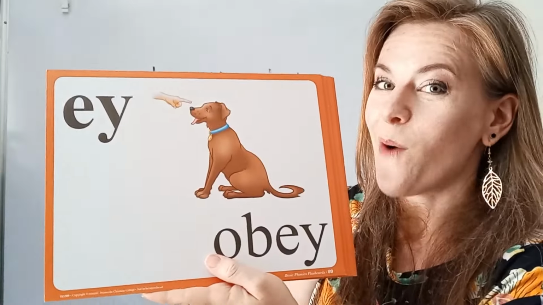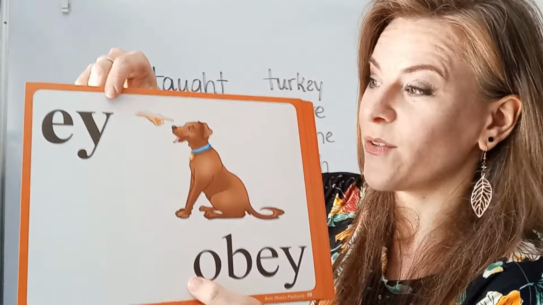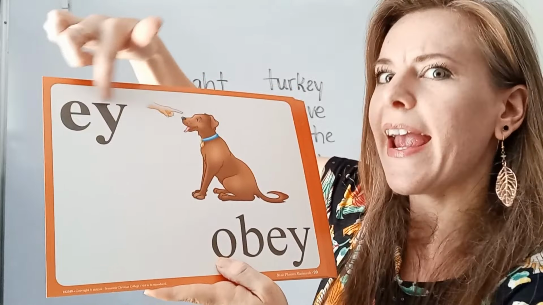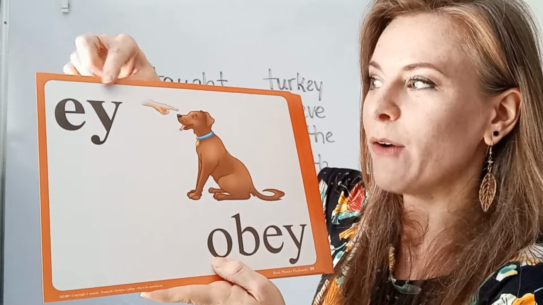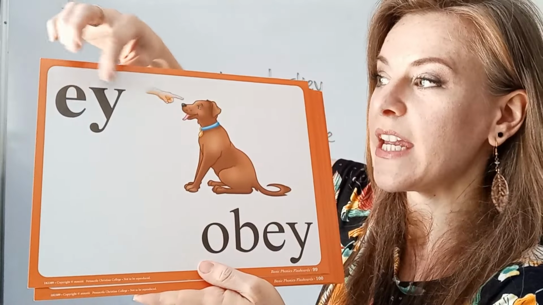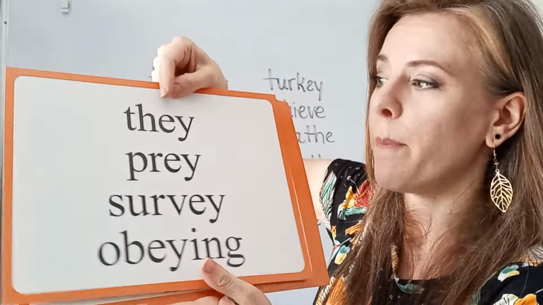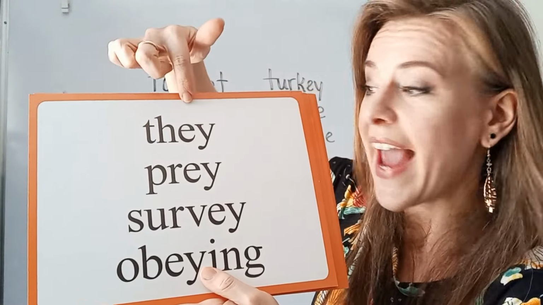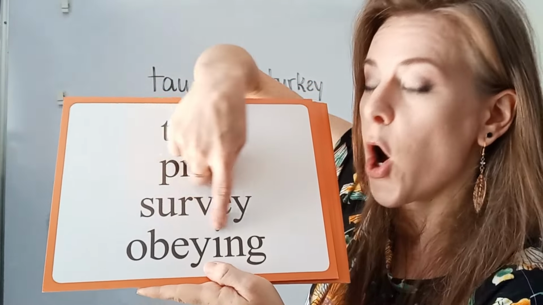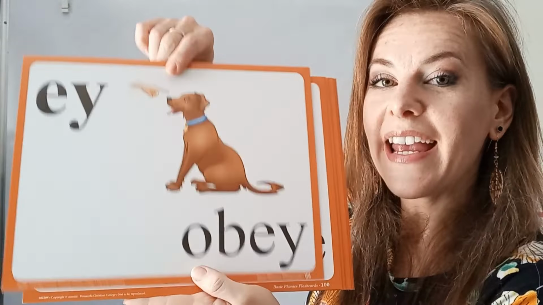And there's another EY special sound, but this EY makes a long A sound. It's the A in obey. So there's no A at all in this special sound, but it makes the long A sound, the A in obey. So EY can say E in key, and it can say A in obey. So we have they, pray, survey, and obeying.